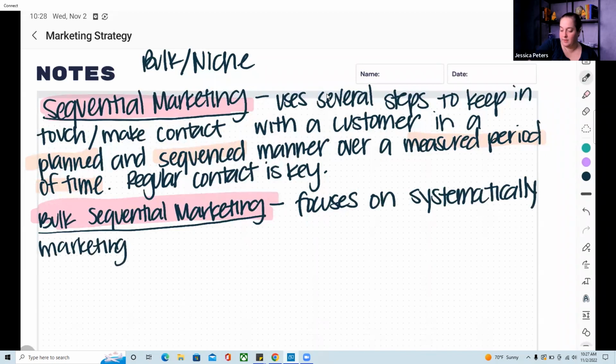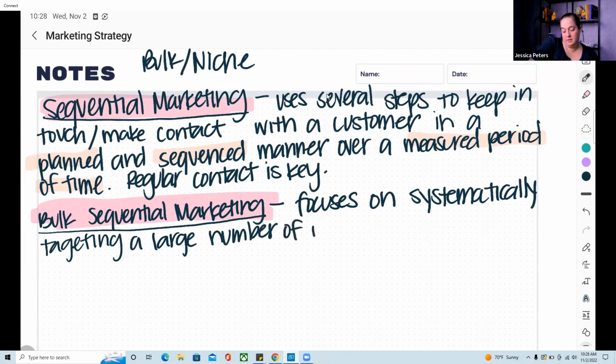Oh, hold on, wrong word. Systematically targeting a large number of prospects using one marketing method at a time.